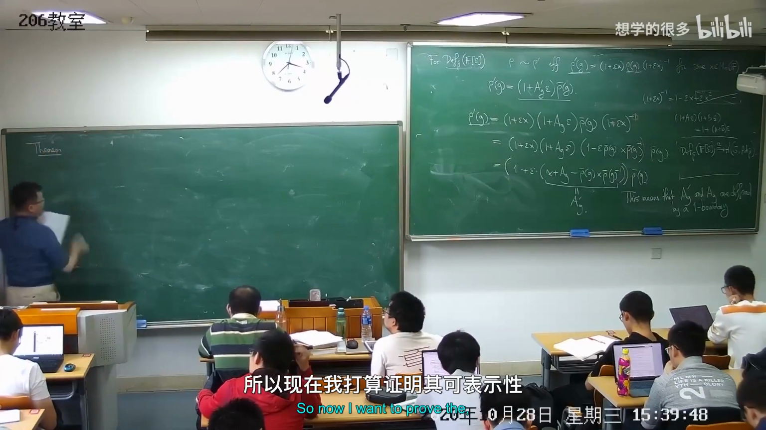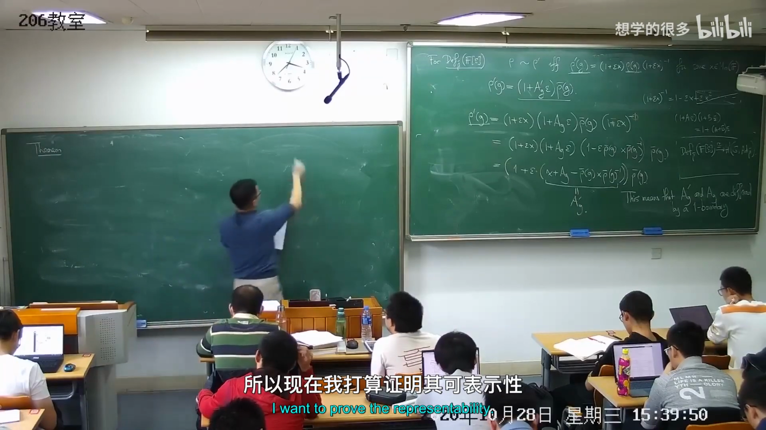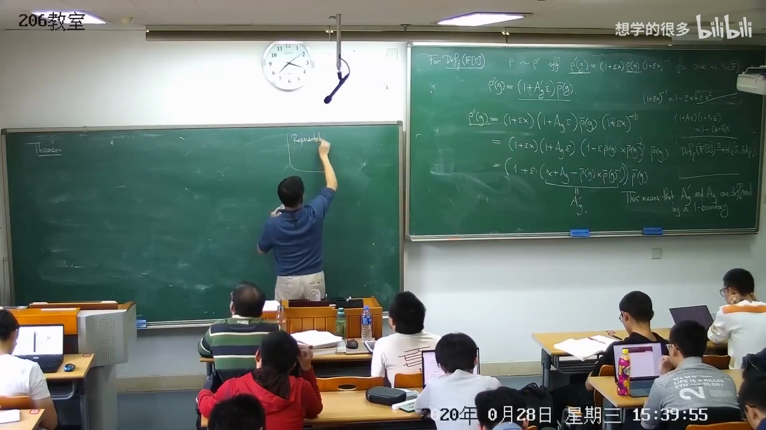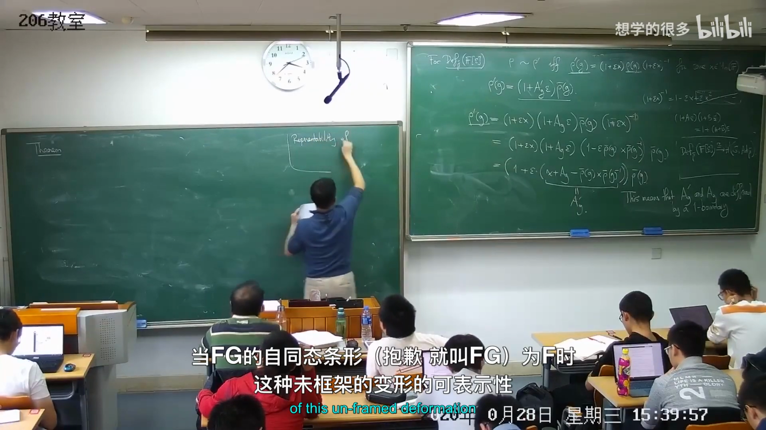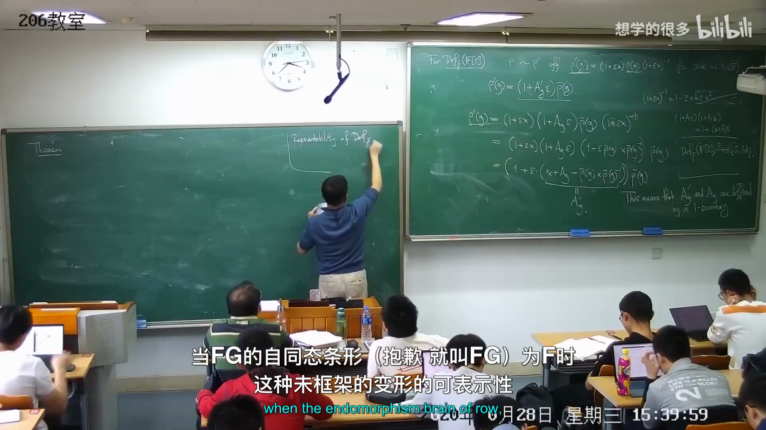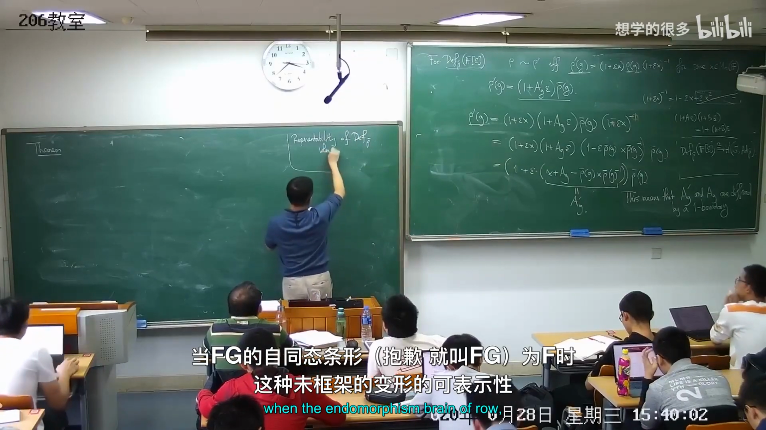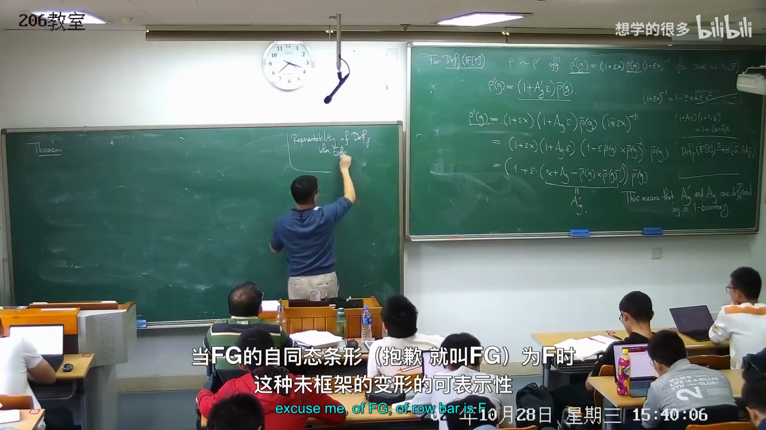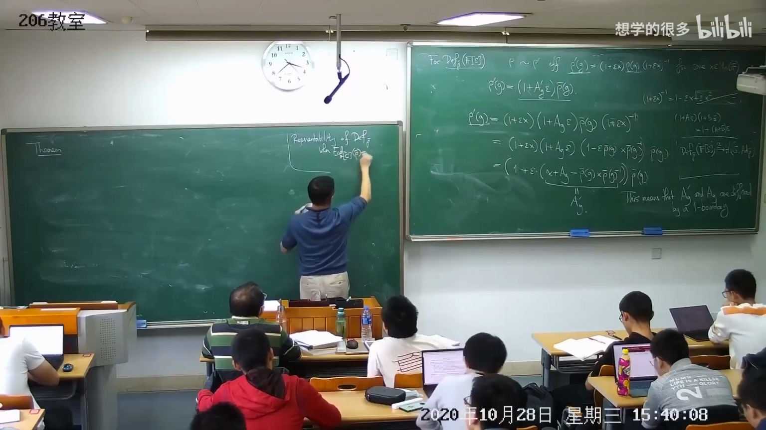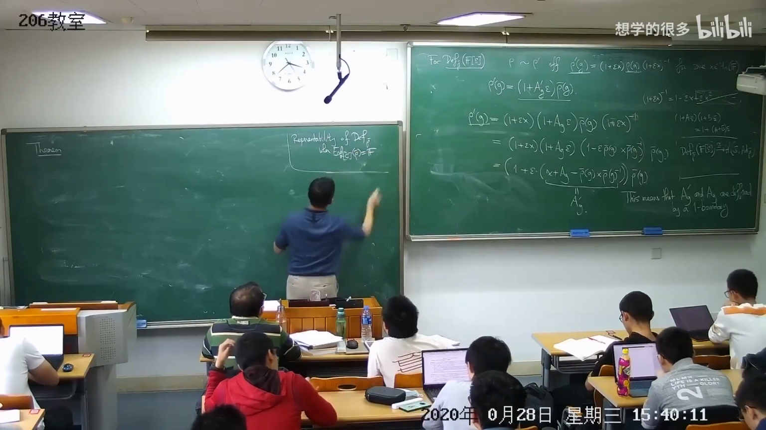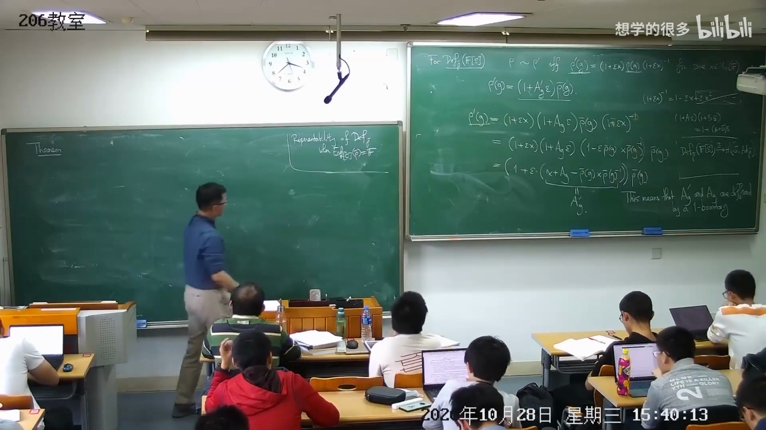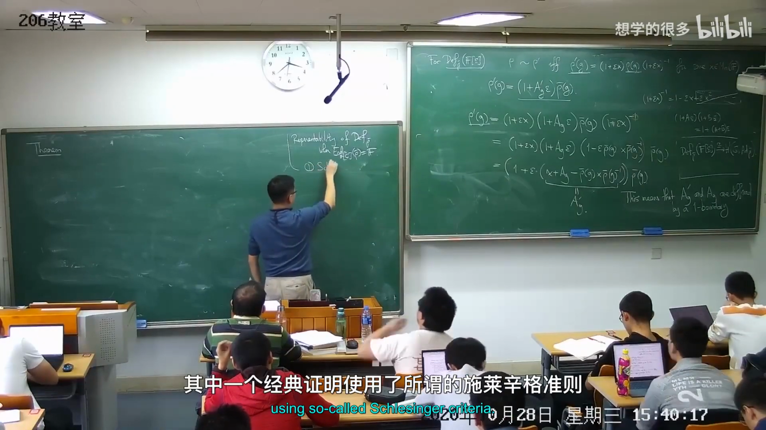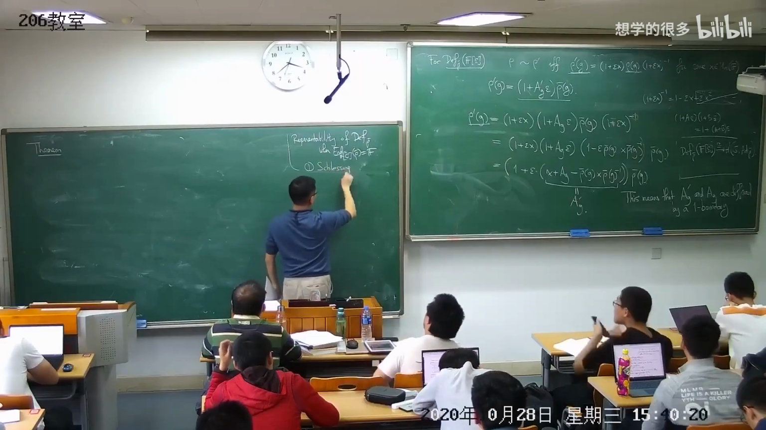So now I want to prove the representability of this unframed deformation when the endomorphism ring of rho bar is F. There are two proofs. One is the classical one using the so-called Schlesinger criteria.